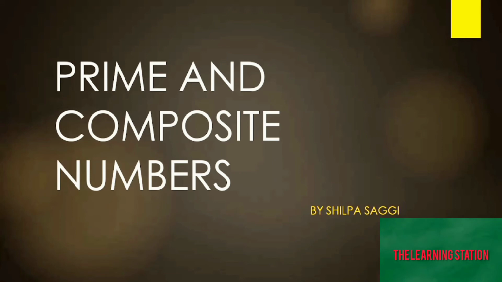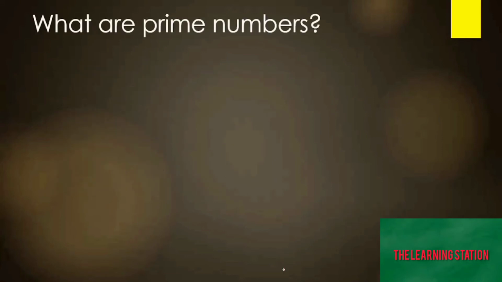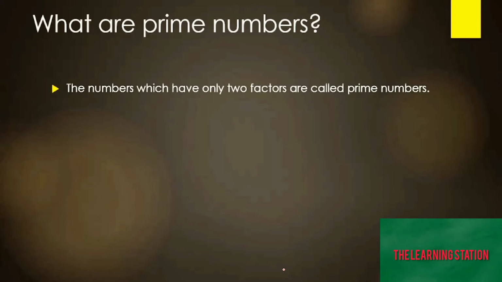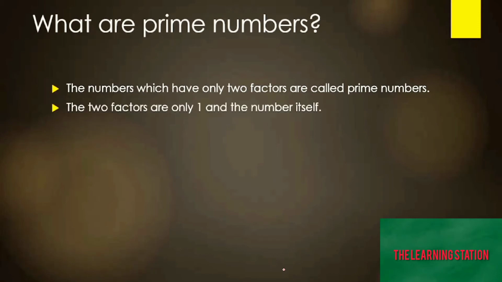Today we are going to learn about prime and composite numbers. So what are prime numbers? The numbers which have only two factors are called prime numbers. That means they only come in two tables, and those two tables are 1 and the number itself. Like if you talk about number 2, it comes only in the table of 1 and 2. If we talk about number 5, it comes only in the table of 1 and 5. If you talk about number 13, it comes only in the table of 1 and 13. So they are all prime numbers.